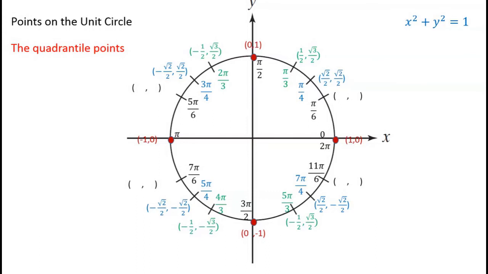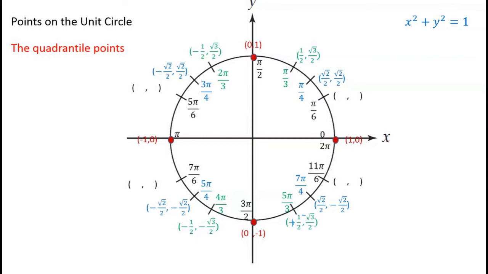Because remember, both values are negative in quadrant 3. And then in quadrant 4, my x should be positive 1/2 and my y is negative square root of 3/2. So I had an error right there on that one, but I just fixed it. So again, x is positive 1/2, y is negative square root of 3/2.